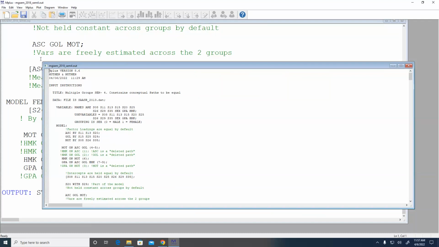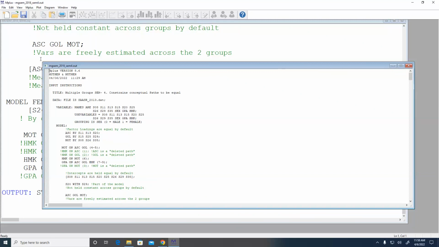Let's talk about which things we're constraining, then how we do it, and then we'll look at the output. We have academic self-concept and goals. We're constraining two latent exogenous means, and we're going to constrain those to be equal. And then we have motivation, which is a latent endogenous intercept.